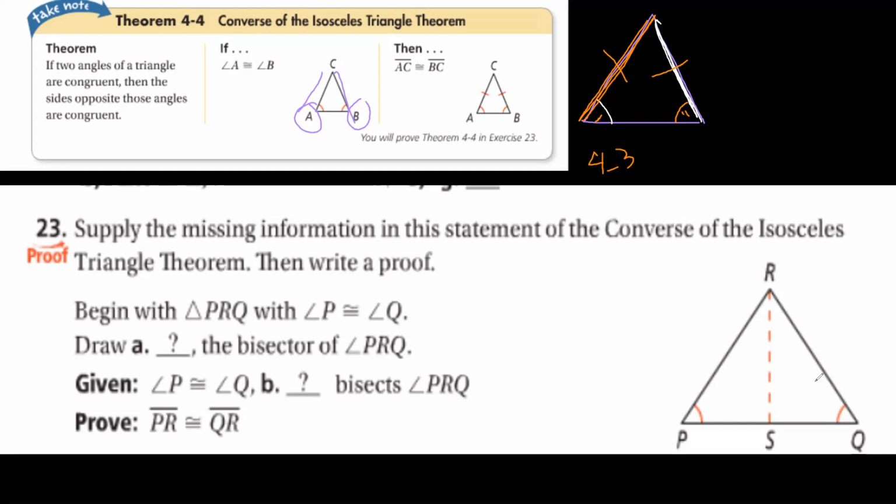In this lesson, in this theorem, which is 4.4, he said that if this angle has this opposite side, and this angle has this opposite side, and these two angles are congruent, their opposite sides will be congruent. Is it clear?